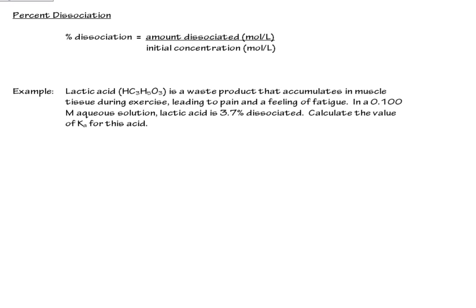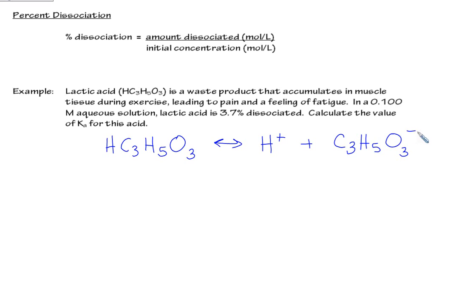Now you could start this ICE table one of two ways. Obviously you have to have the reaction. Sometimes they'll write it like this. Here's the lactic acid, C3H6O3, and they'll show it just dissociating into maybe hydrogen and lactate ions, H+ and C3H5O3 minus. It is totally acceptable to write your equation like that.